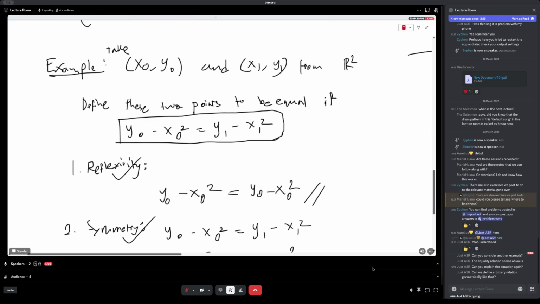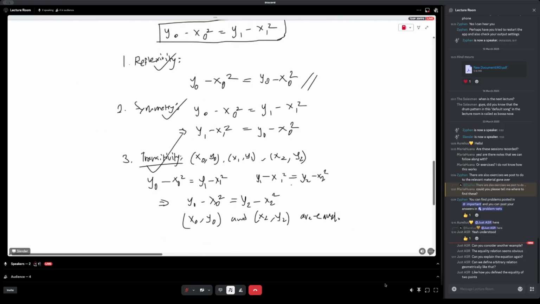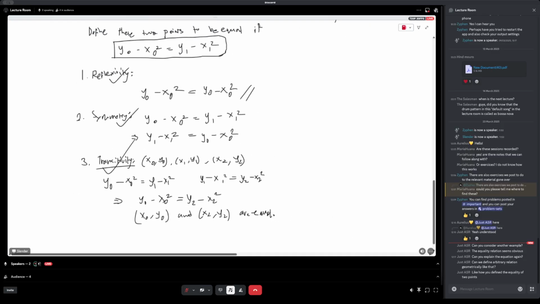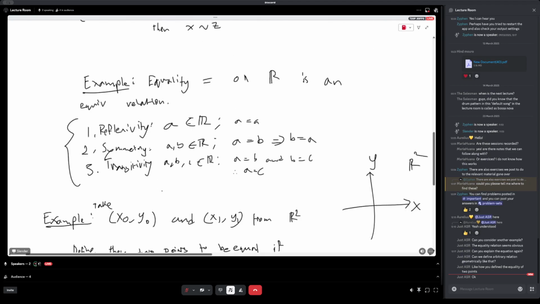Yes, we can define arbitrary relations like that. You can also do it geometrically. In the end, if you want them to be equal, your definition just has to satisfy the equivalence relation. Any type of equality relation connects to an equivalence relation. So yeah, that's equivalence relations.